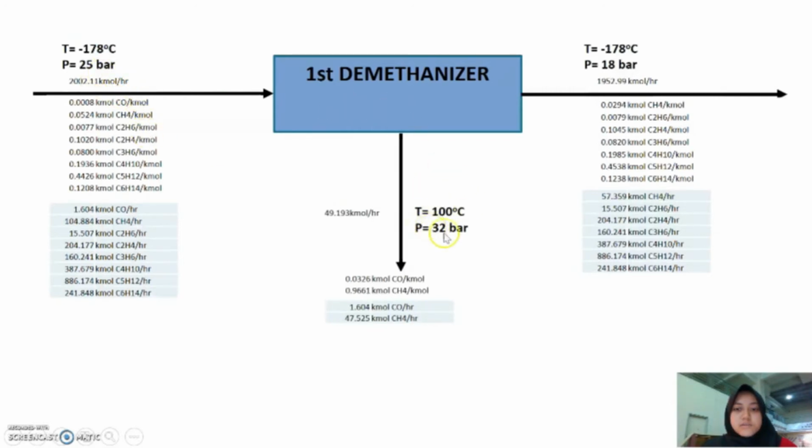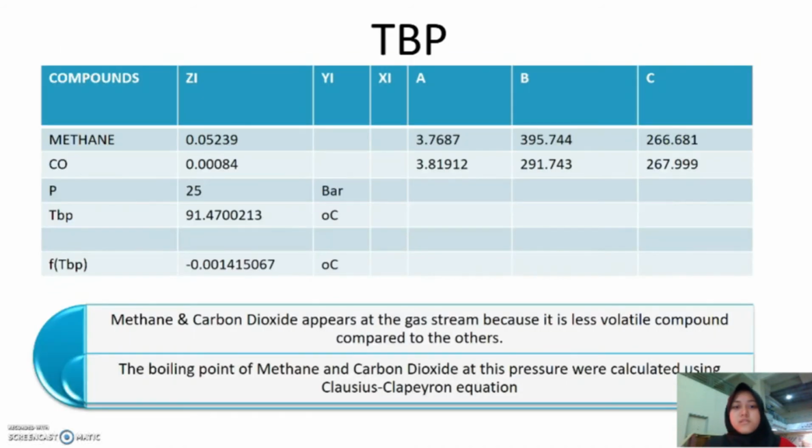For the gas stream, the temperature is negative 100 degrees Celsius and 32 bar. The molar flow rate is 49.193 kmol per hour. There is some typo here, it should be negative 100. For the other stream, we have a temperature of negative 178 degrees Celsius and the pressure is 18 bar. This is the composition and the molar flow rate of each compound. We also use the TBP to know the mole fraction of the gas stream, which is methane and carbon dioxide.